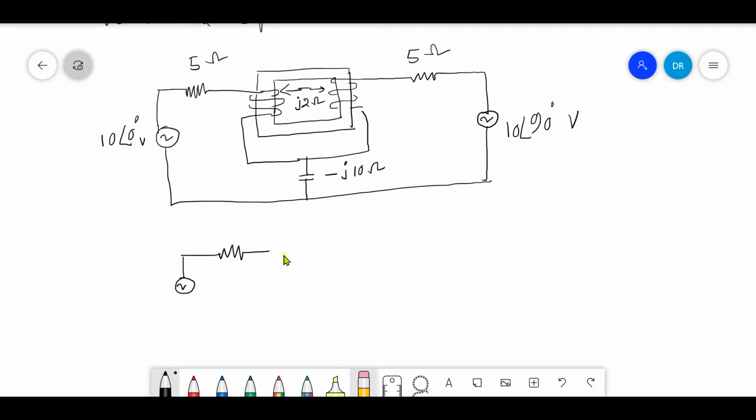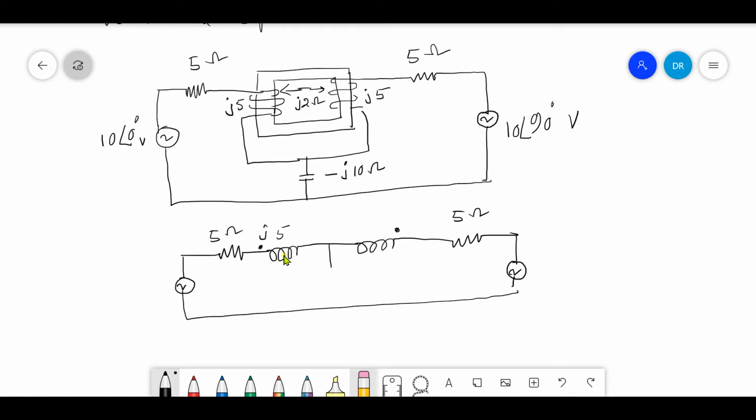Two resistances of 5 ohms are connected in each coil, and one capacitor is connected in between them. So this way we can draw the equivalent circuit.